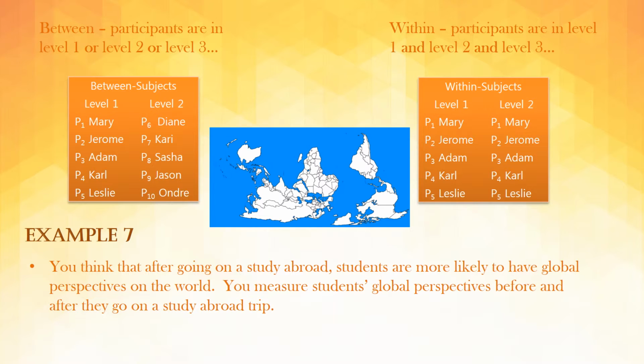This is also a within subjects design. You have participants who are answering the same question twice, and this is called a pre-post design, which is just a little bit of a special type of within subjects design because you have people doing the same thing before a treatment and after a treatment. That's where the pre and the post comes from. So these participants, before they go on the trip, are answering a questionnaire on global perspectives. And then after they come back, they're answering a questionnaire on global perspectives. So that's pre-post, and pre-post is typically a within subjects design.